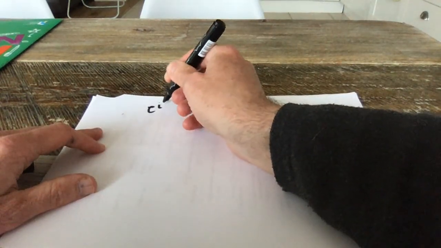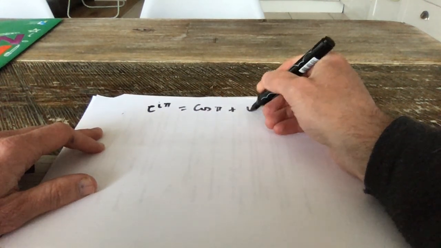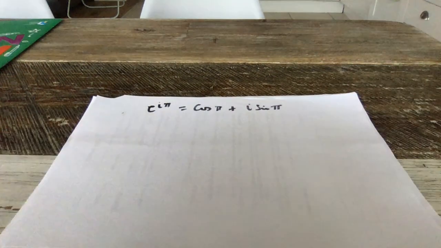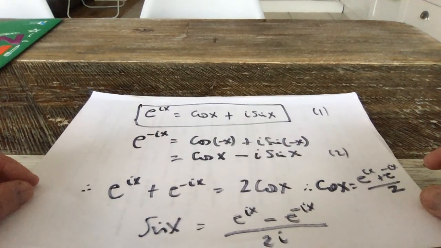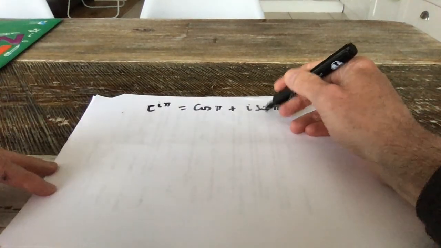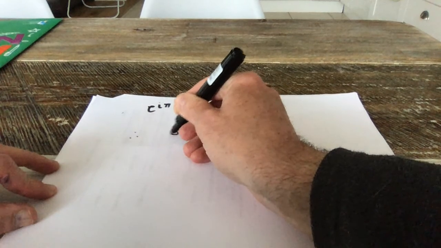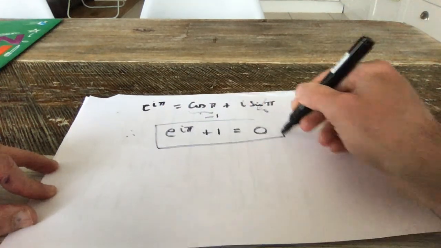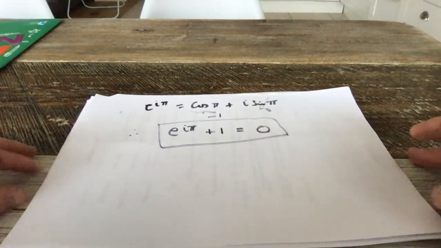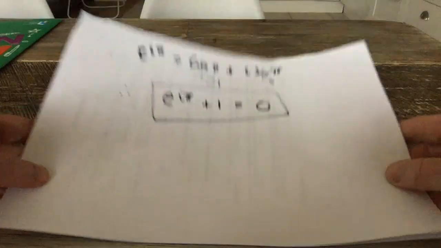So exponential i pi is equal to cos pi plus i sine of pi. Because it's true for all x, I'm replacing x by pi. Now I know that sine of pi is 0, and cos of pi is equal to minus 1. So therefore, I can rewrite this as exponential i pi plus 1 is equal to 0. And some people say that's the most beautiful equation in mathematics. I'm not sure if that's true. I have a few of my own that I came up with, and I think they're much nicer. But that is pretty nice.